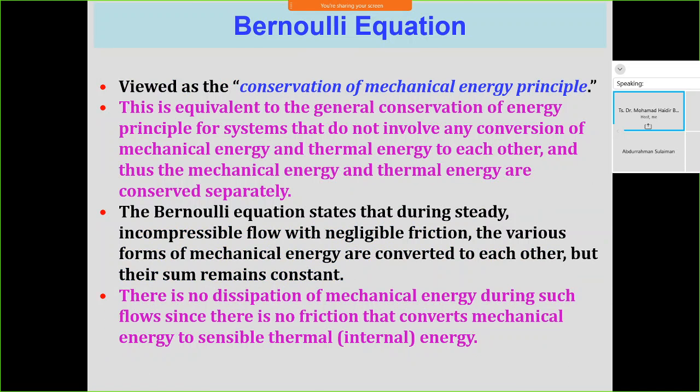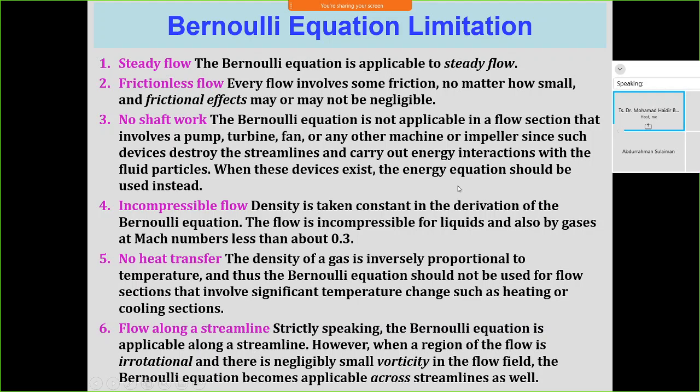The Bernoulli equation, I think I have explained. There are some limitations to using the Bernoulli equation. First, it needs to be a steady flow, so unsteady flow cannot use the Bernoulli equation. Then it needs to be a frictionless flow. Every flow has some friction, at least from the type of pipe or anything. But for the Bernoulli equation, one assumption to be made is that there are no losses because of friction.